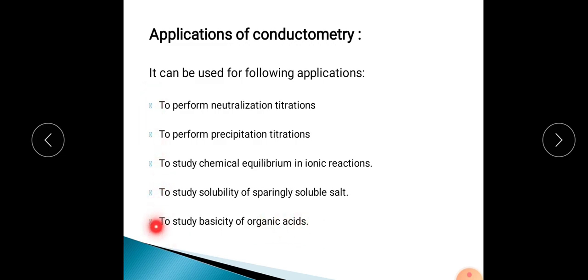So conductometry is used to perform neutralization titrations, to perform precipitation titrations, to study chemical equilibrium in ionic reactions, to study the solubility of sparingly soluble salts, and to study the basicity of organic acids. These are the applications of conductometry.